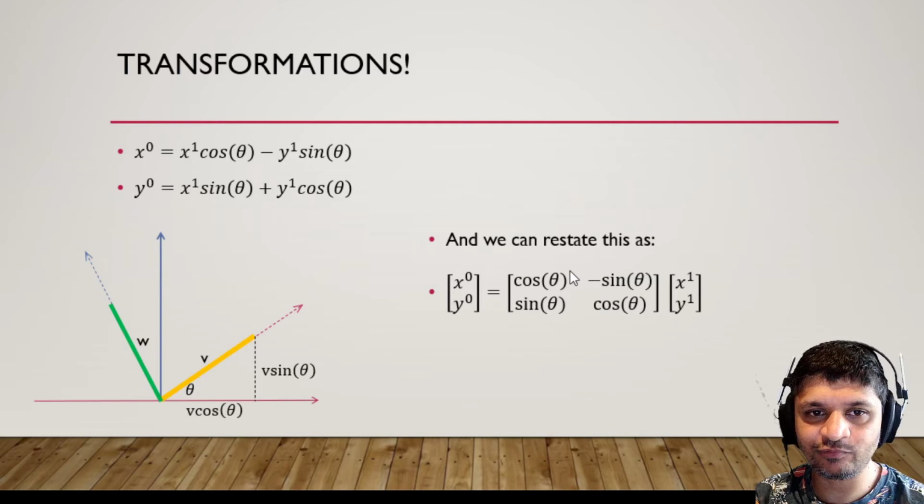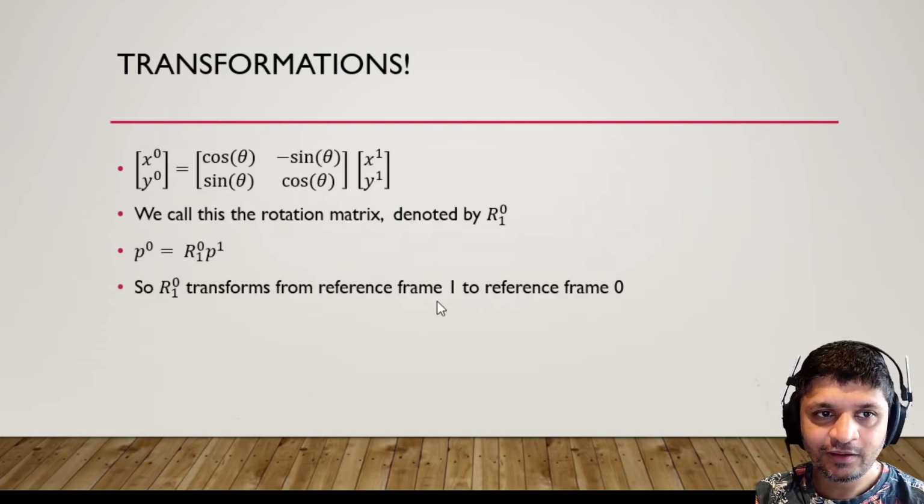Basically what we've now done is found a linear transformation that converts from coordinates in reference frame 1 to coordinates in reference frame 0, which is pretty cool. It means that at any point, if we have coordinates in reference frame 1, meaning coordinates relative to the robot, we can convert them to coordinates relative to the world just by pre-multiplying them by this matrix. This matrix is quite useful. We call it the rotation matrix because that's what it does. It rotates these coordinates to give us these coordinates.